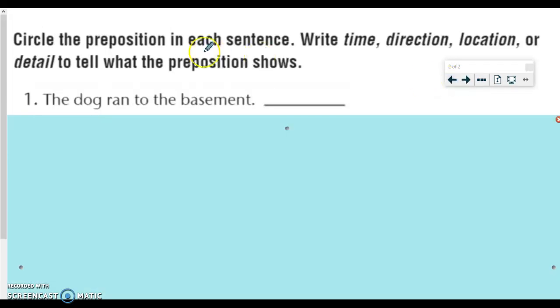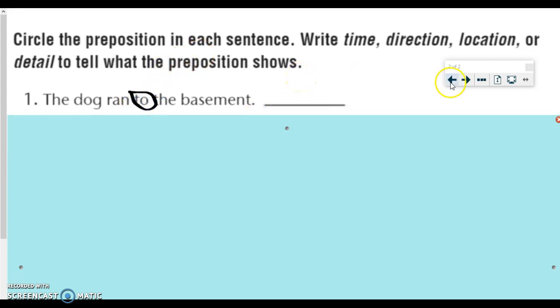All right, let's practice here. Just like for your assignment, friends, on Schoology, you'll be doing the exact same thing. You're going to circle, underline, highlight, whatever works for you, the preposition in the sentence, and then you need to tell me whether it has to do with time, direction, location, or if it's a detail. Let's look at our first one. The dog ran to the basement. What did I just say was the most common one you've ever seen? I hope you're all saying it. I should hear you saying ran to the basement.